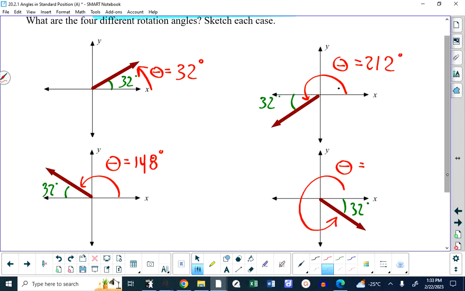When I look at this one, to me it's immediately obvious that I have to take 360 minus 32 and get 328. Perfect. That's it. That's all.